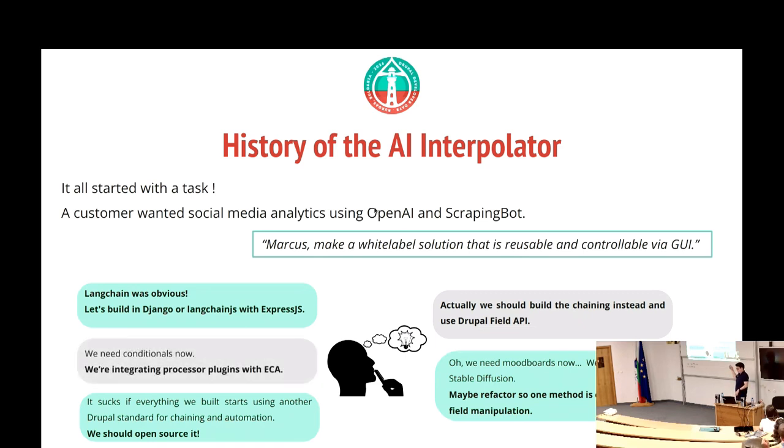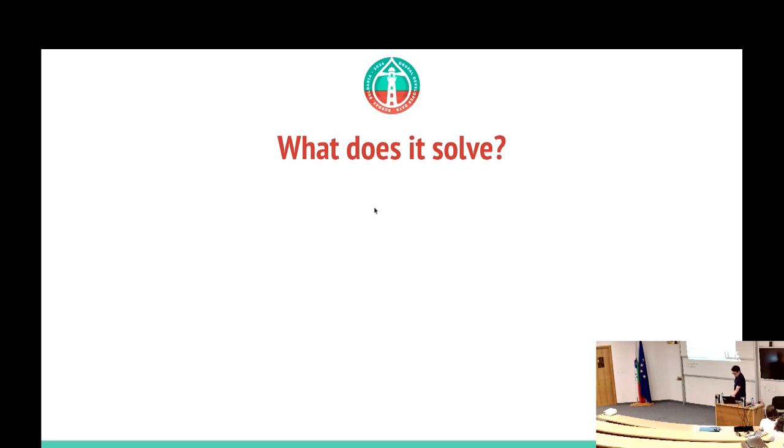Then a while later, we needed conditionals also. If this was generated, then it should not be published and so on. So we added ECA there into the mix as well. But I'm going to come to that later.